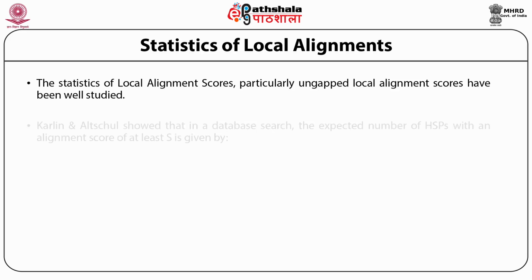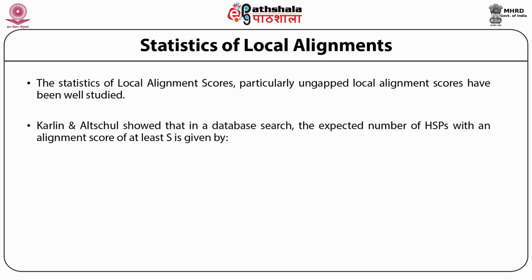And as was shown by Karlin and Altschul, in the case of a database search, it was proven by them that the expected number of HSPs with an alignment score of at least S is given by that formula, E = K M N e^(-lambda S). Now notice, S is the particular score and E is a so-called expectation value.